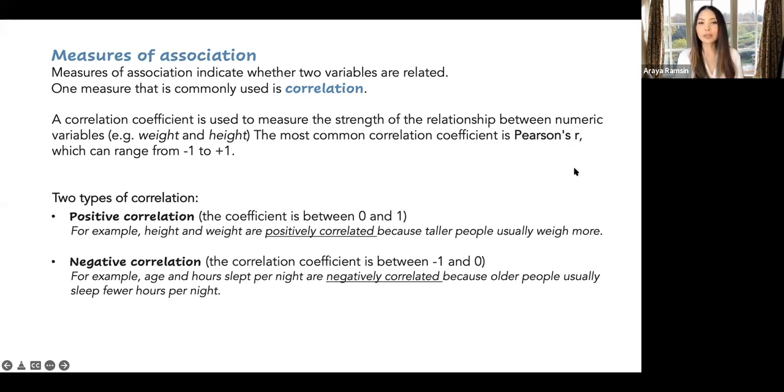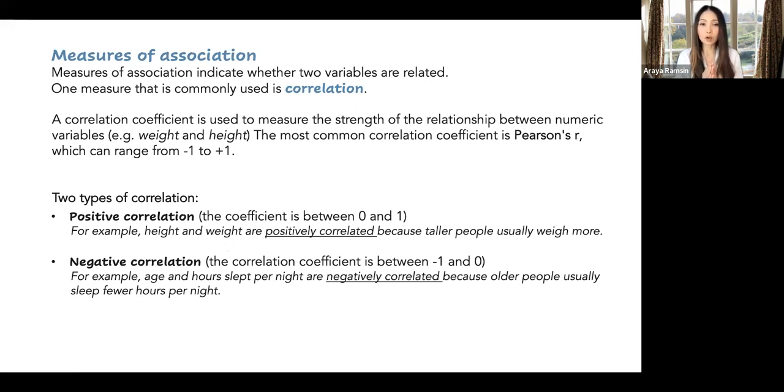Now, there are two types of correlations. The first one is called positive correlation, and the second one is called negative correlation. So look at the first one first. If the coefficient is between 0 and 1, that is called positive correlation. That means as something goes up, the other thing goes up too, or as something goes down, the other thing goes down too. For example, height and weight are positively correlated because taller people usually weigh more. Okay, so that is the example of positive correlation.